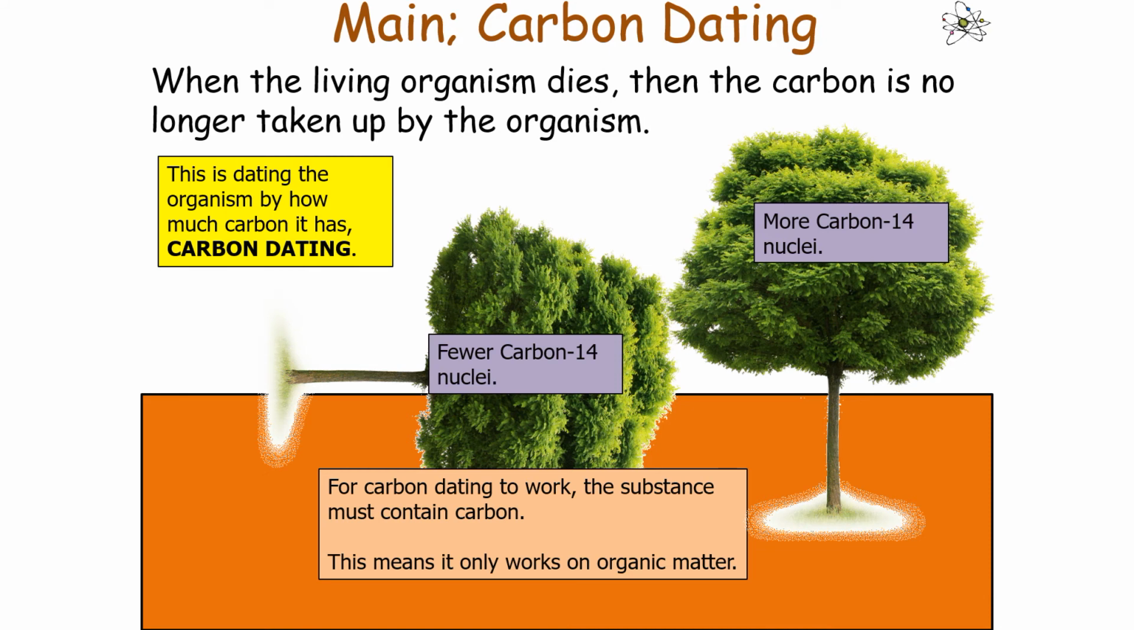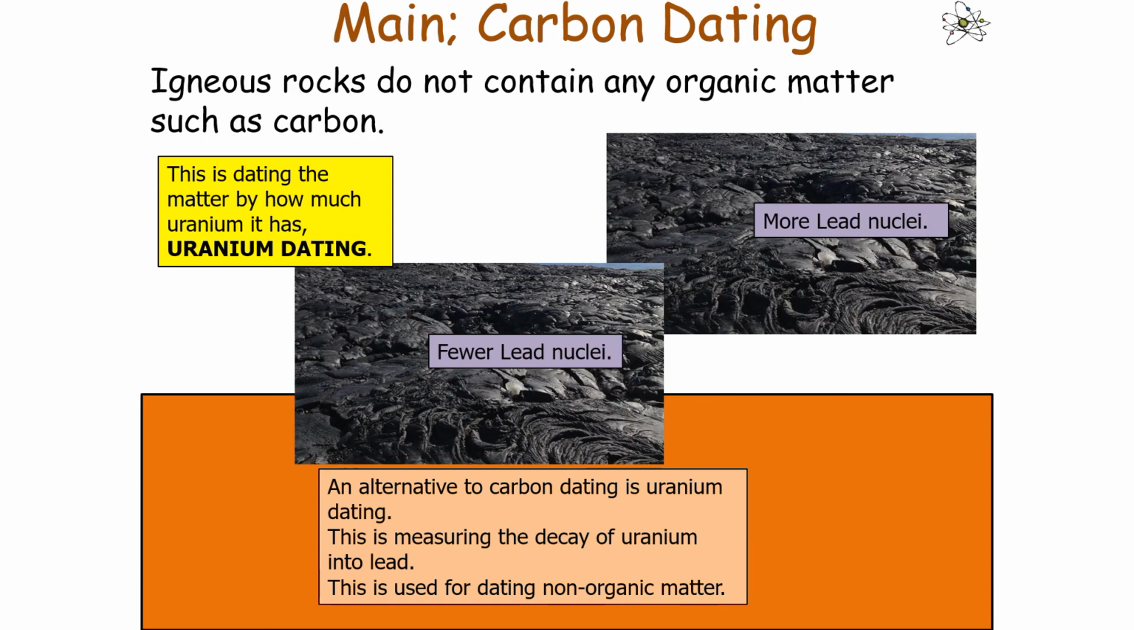Now we can also look at the idea of other substances doing this, because this only works on organic matter, because for carbon dating to work, as the name suggests, the substance must contain carbon. Now igneous rocks do not contain any organic matter such as carbon, so an alternative to carbon dating is uranium dating. So this is measuring the decay of uranium into lead and is used for dating non-organic matter.